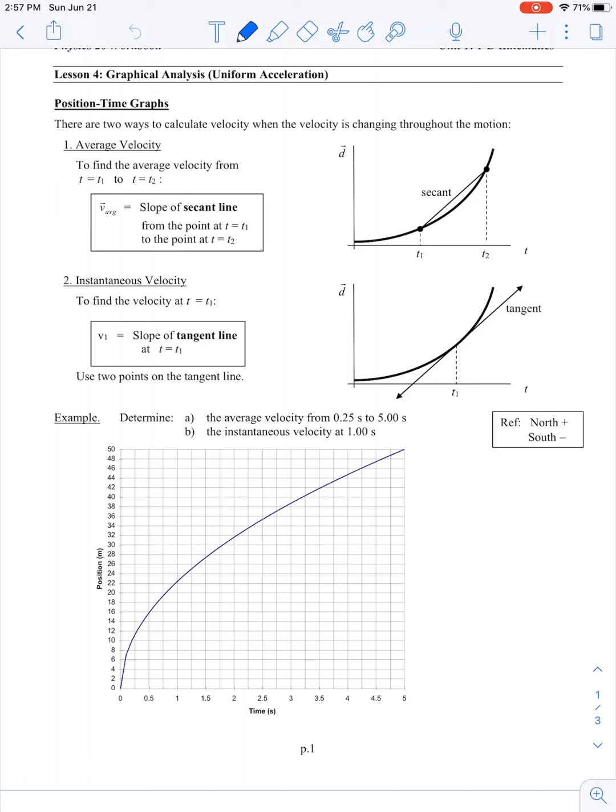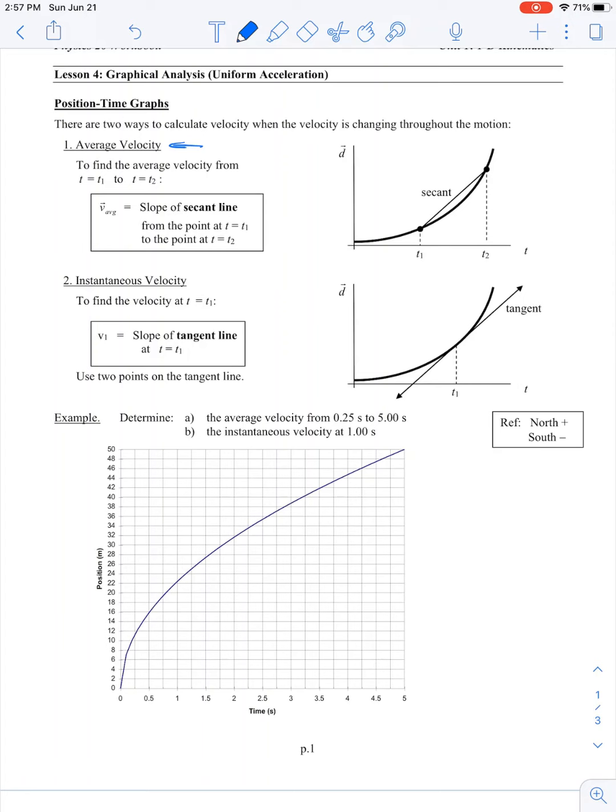Okay, we're going to look at graphical analysis of uniform acceleration. So we're going to look at two graphs, position time graphs and velocity time graphs. So in the first part here, we're going to look at position time graphs. There are two things we can get from it. We can get what's known as the average velocity.